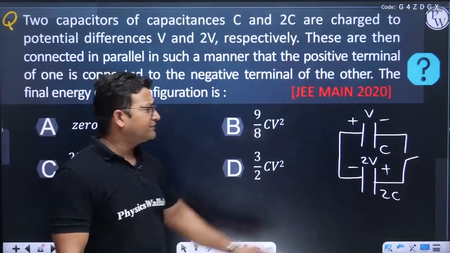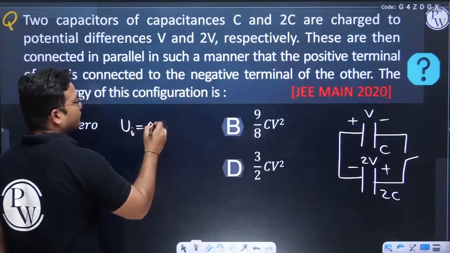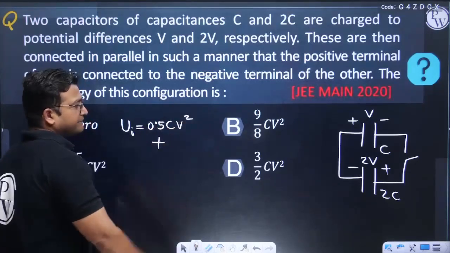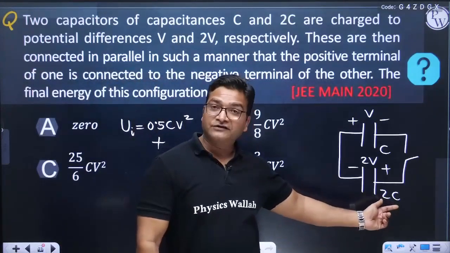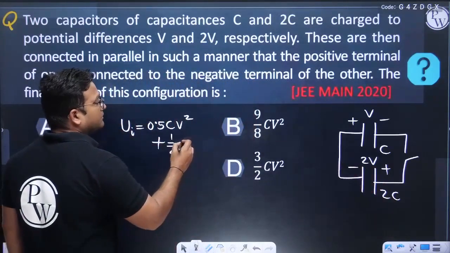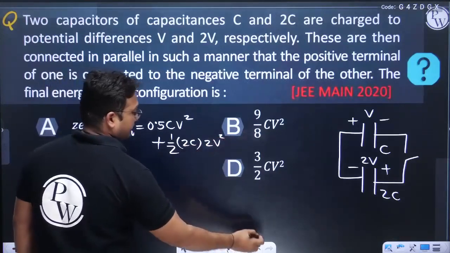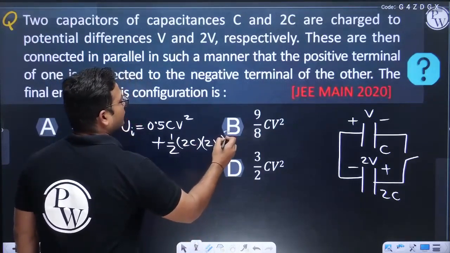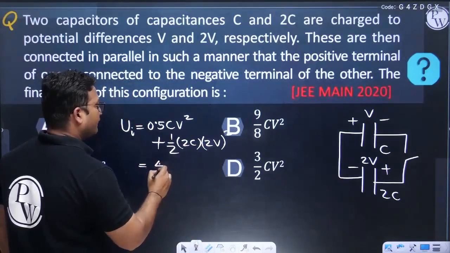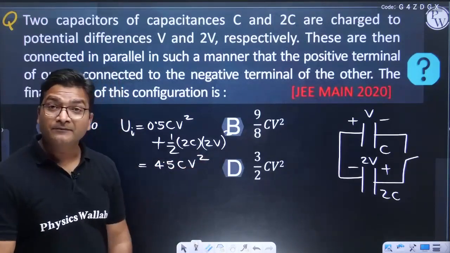The first capacitor C, voltage V, so energy is half CV square, that is 0.5 CV square, plus the second capacitor of capacitance 2C, voltage 2V, so we have half 2C and 2V whole square, and on totaling we will have 4.5 CV square. This is the initial energy, right?